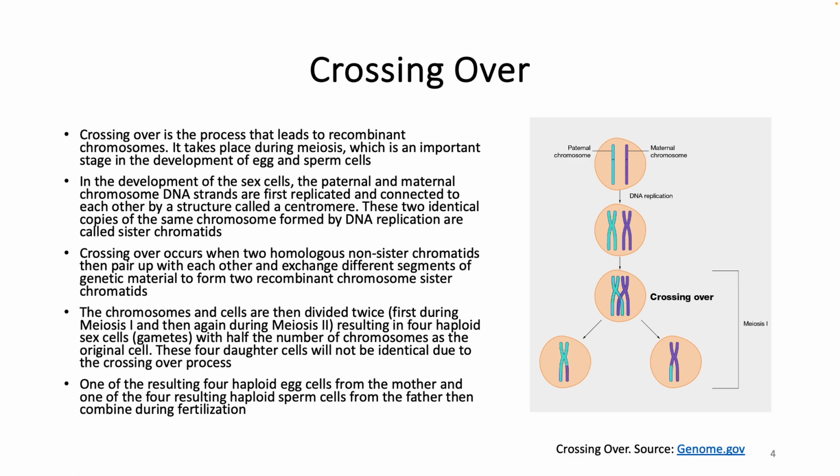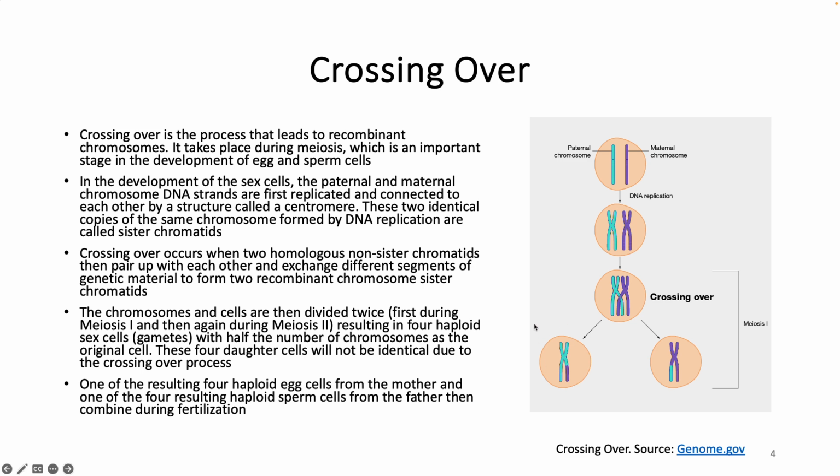And then from there, the chromosomes and cells are divided twice. Now in this graphic, we're only seeing the first division, but this takes place during meiosis 1, and there will be a second one during meiosis 2. And it results in 4 haploid sex cells. A haploid cell is a cell that contains just one copy of every chromosome, not 2.